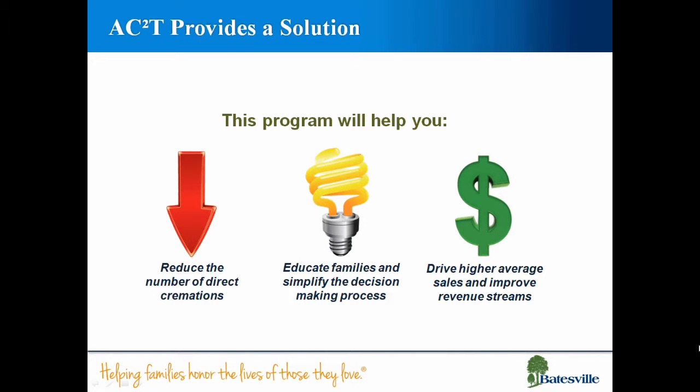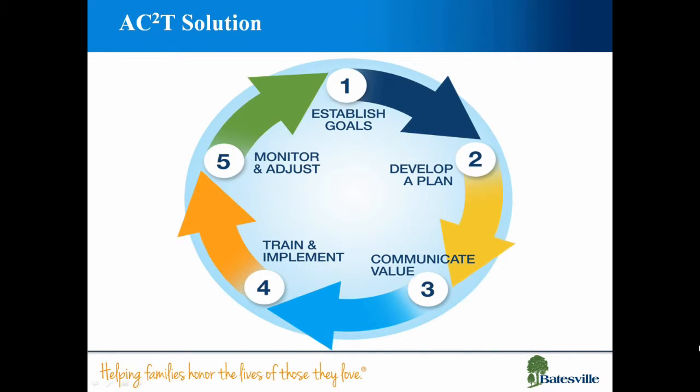The ACT program does 3 things. It helps a firm reduce their number of direct cremations, educate their families, and simplify that decision making so the family makes better decisions and they feel better about the decisions they made. And then because it does those things, it drives a higher average sale and improves their revenue streams when it comes to cremation. We do that with the 5 key steps, and we'll go through each step.